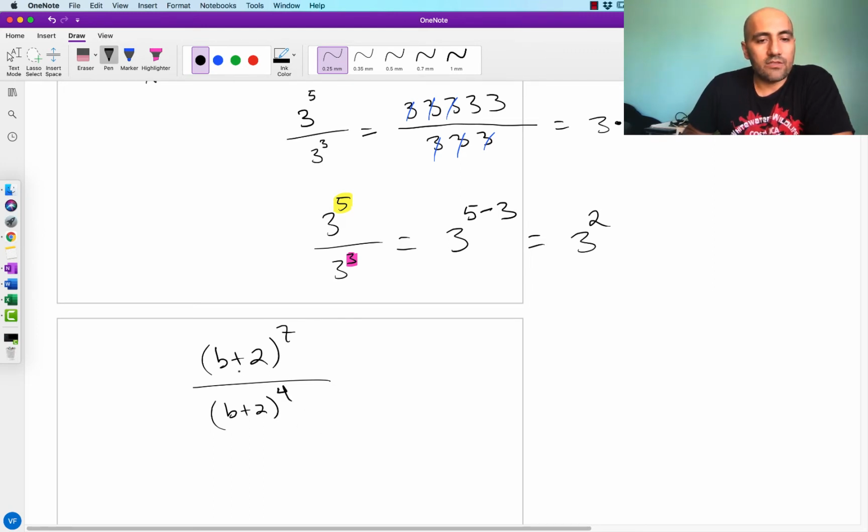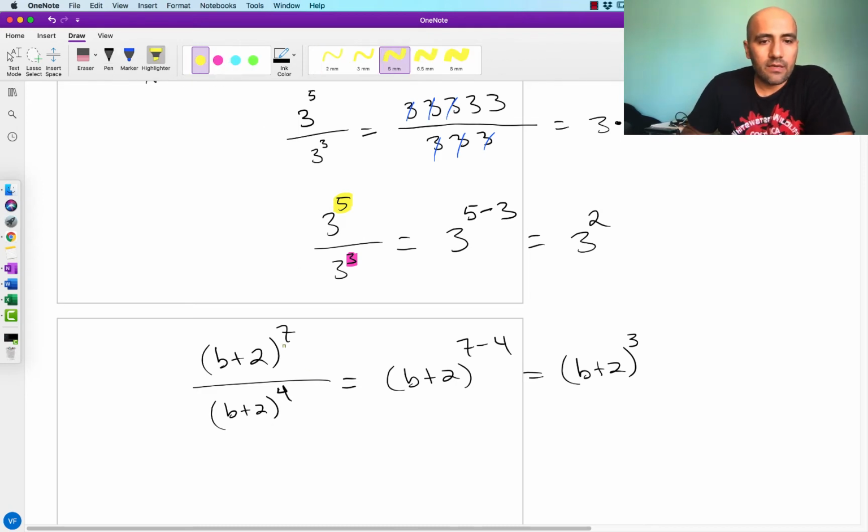Right? And again, these two are identical. This is an exponential number raised to the power of 7, another exponential raised to the power of 4. They're identical. So relying on my rule, that must mean that this is b plus 2 to the power of 7 minus 4. It has to be in this order, right? So this will be b plus 2 to the power of 3. Good. So remember the order.